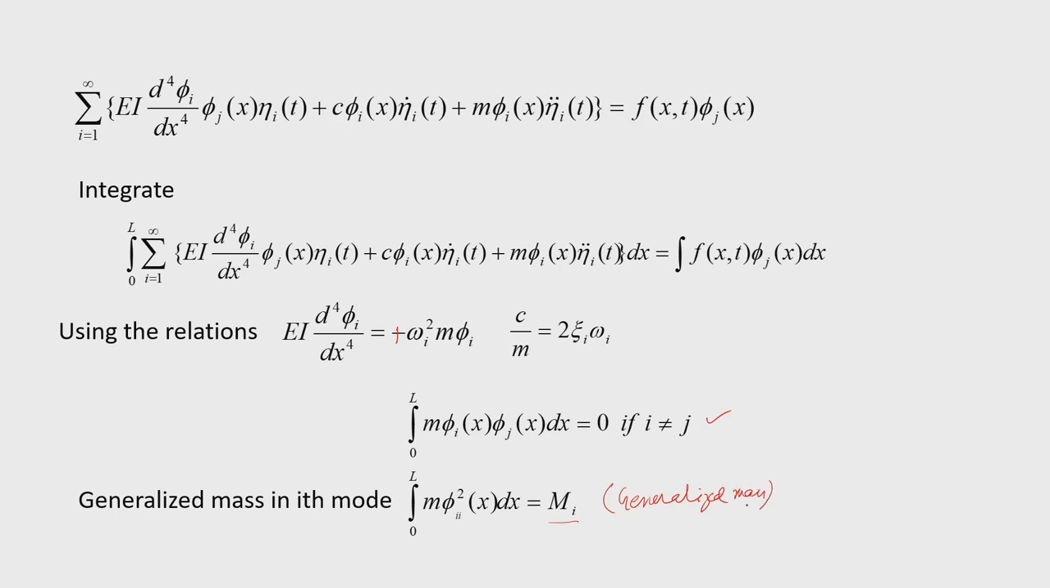So generalized mass, now we have the definition, is integral 0 to L of m φᵢ²(x) dx. In the case of a simply supported beam, generalized mass in any mode is constant, and you can see in that case it becomes mL by 2 for SS, simply supported beam. However, for other types of boundary condition, that is not mL by 2. So therefore we take the help of some tables of integrals that are found in the structural dynamics textbook.